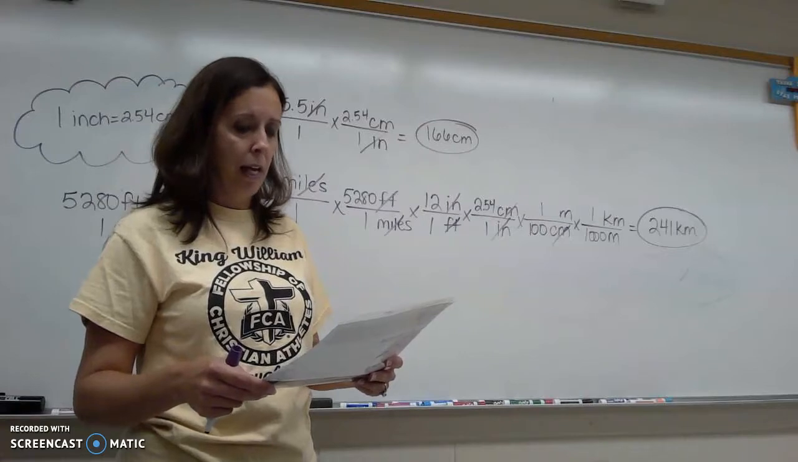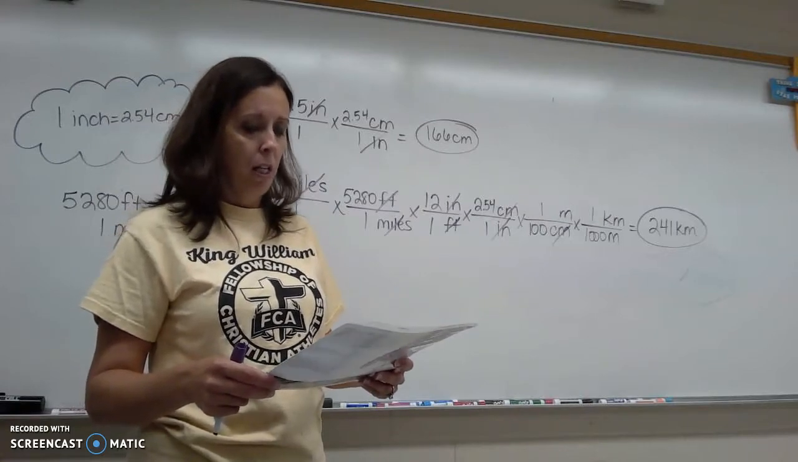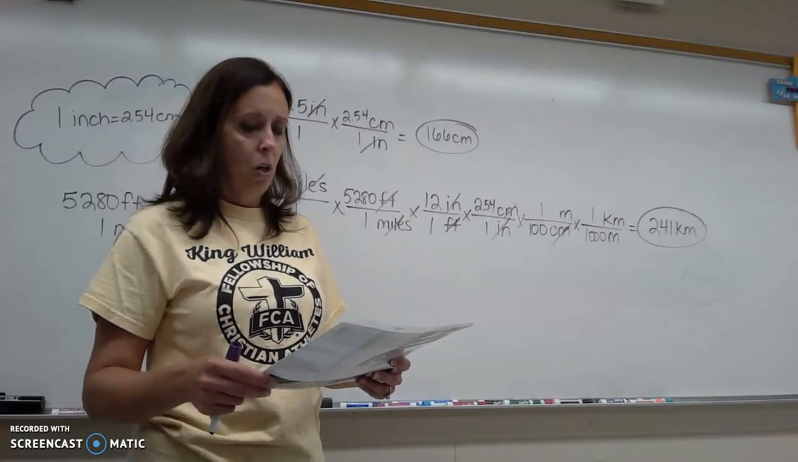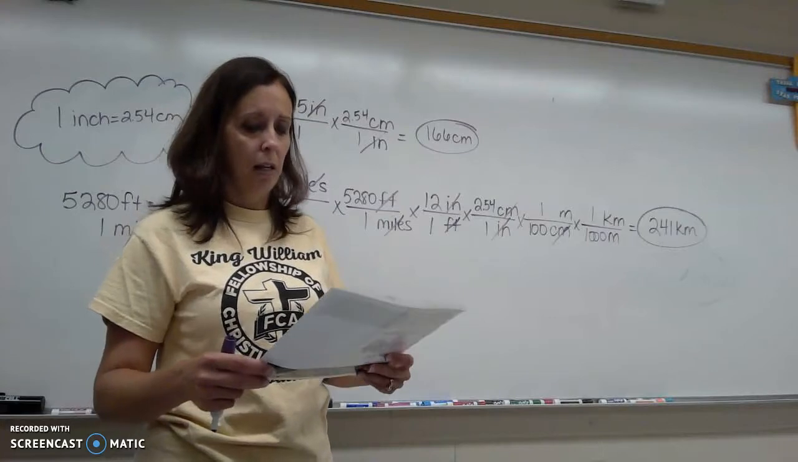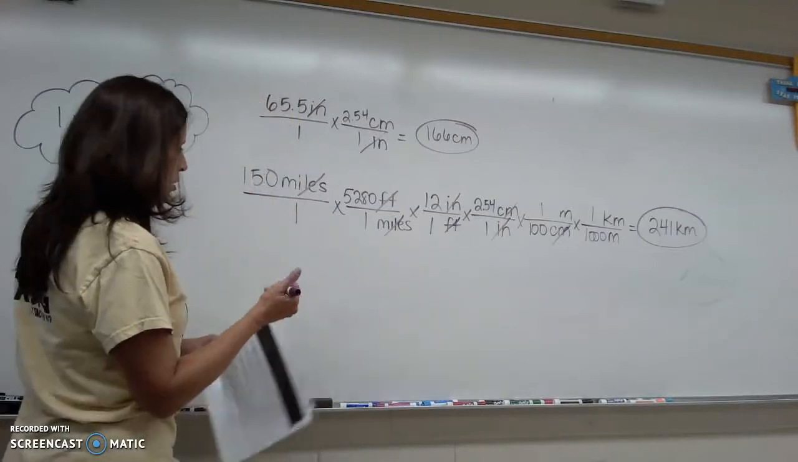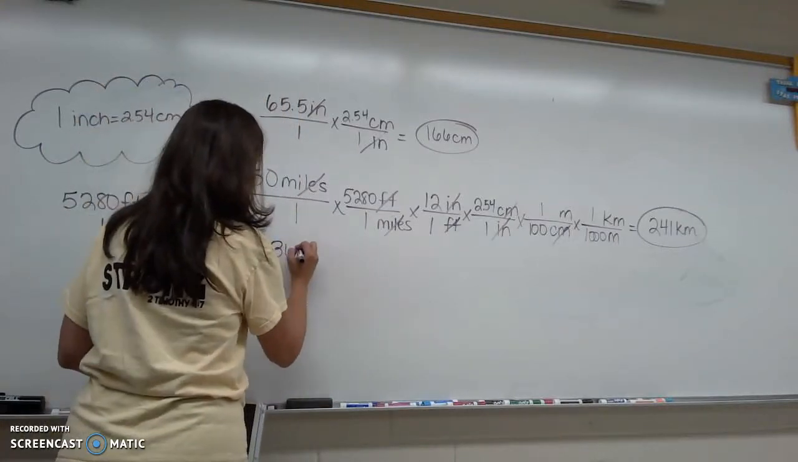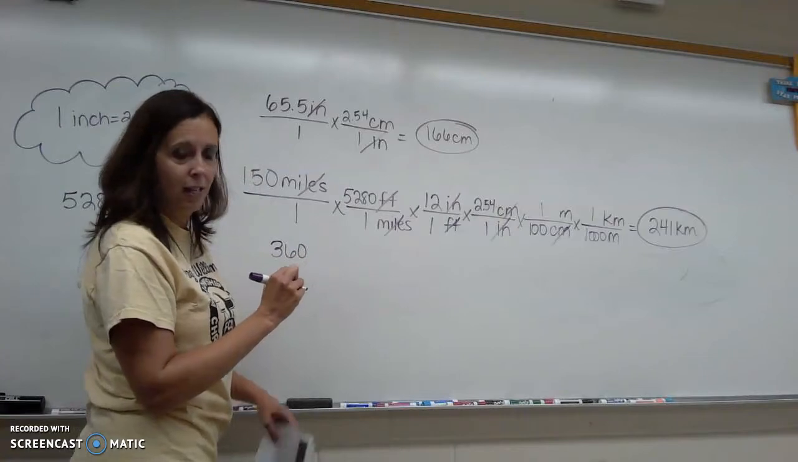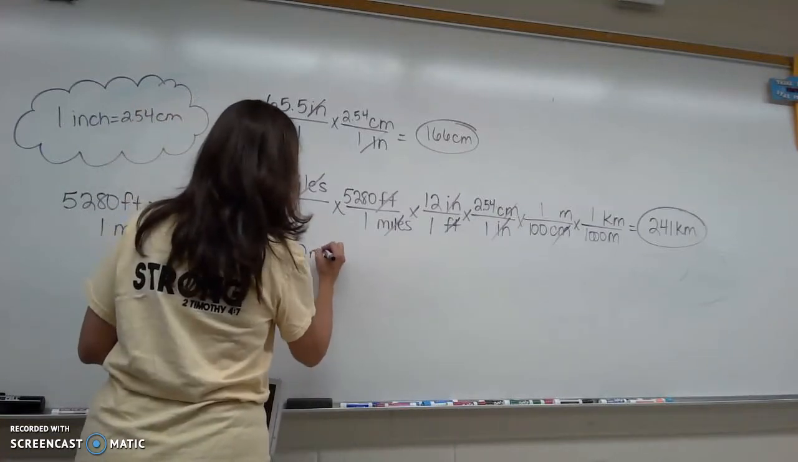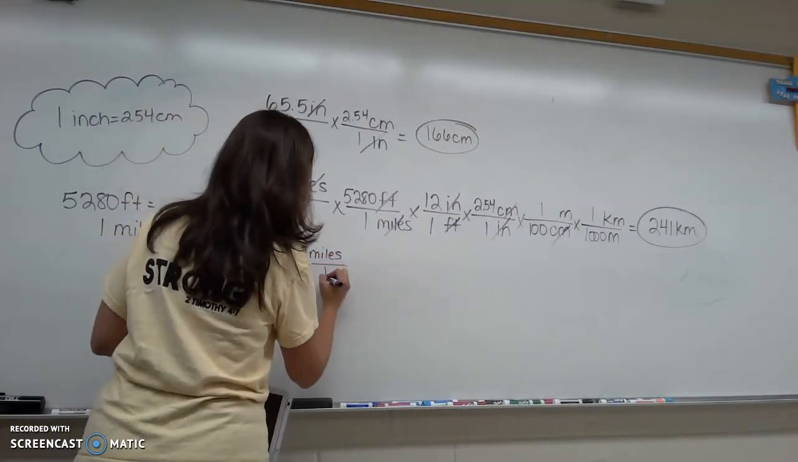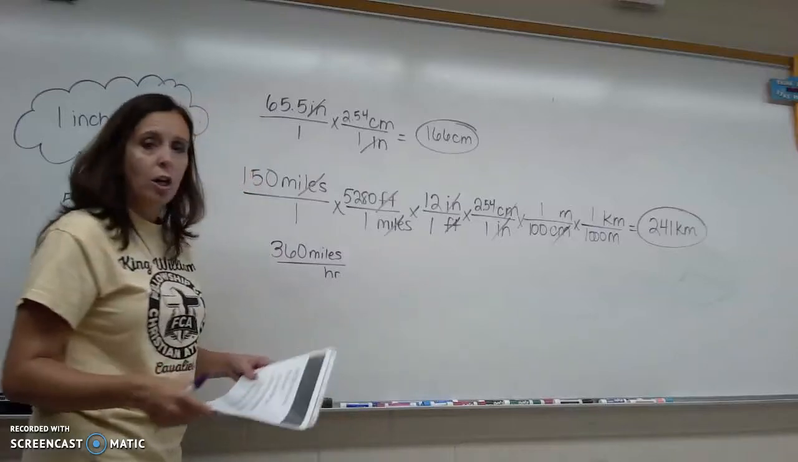Let's see, which one do we want to look at? We can look at number 10. 360 miles per hour, that's the speed I drive when I come to work. Just kidding. And I'm going to yards per second.